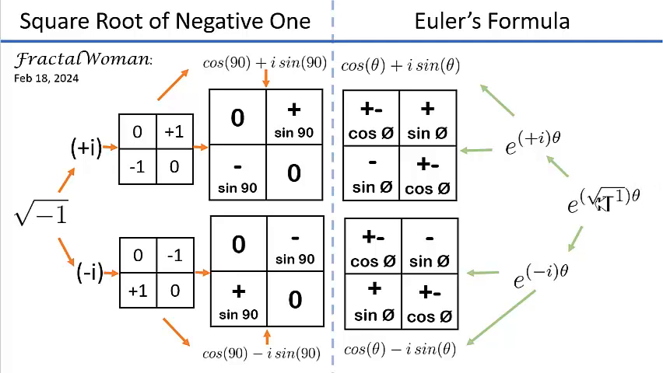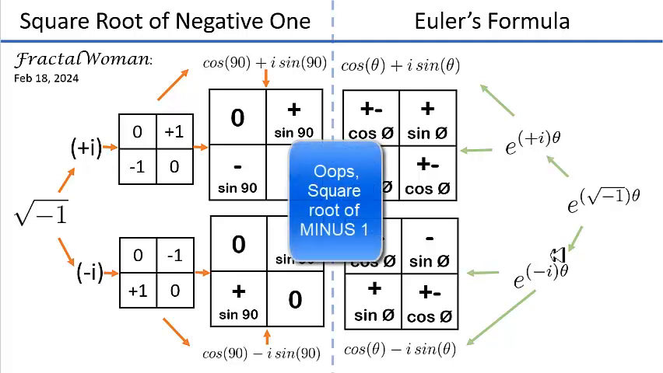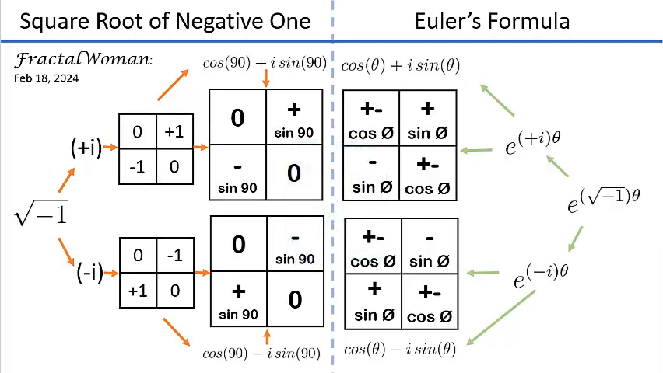Okay, so as we know, the square root of -1 is i and -i. So this formula here, e to the square root of minus 1 times theta, has two solutions. It's got e to the i times theta and e to the minus i times theta. And e to the i times theta is equal to cos theta plus i sine theta, and e to the minus i times theta is equal to cos theta minus i sine theta.